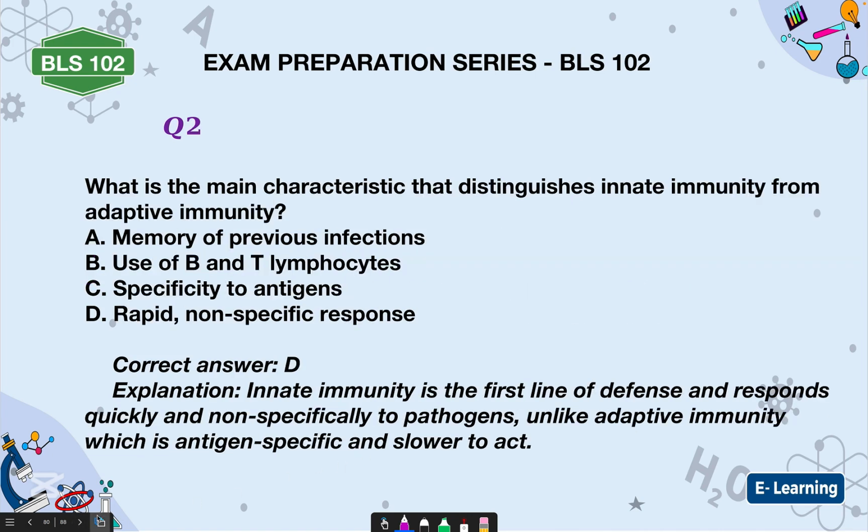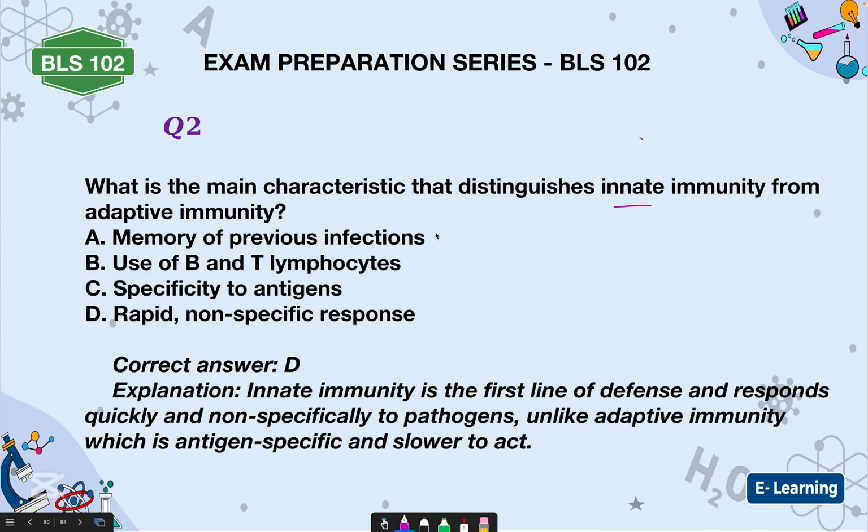All right. Now, question two: what is the main characteristic that distinguishes innate immunity from adaptive immunity? Innate is inborn. Now, memory of previous infection. We are told that innate immunity does not have memory, but adaptive immunity has memory. But that is not the major thing. Use of B and T lymphocytes, that is not the major thing. Specificity to antigen. Then D, rapid non-specific response.